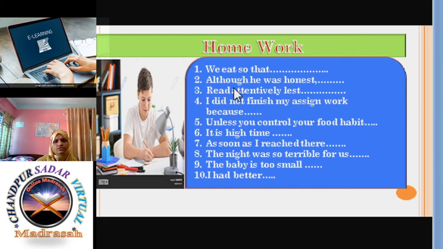Although he was honest, I have already talked about although. Read attentively, the list we have already learned. I didn't finish my assigned work because, we have already learned because, since, as. Unless you control your food habit, we have already learned unless. It is high time, also learned. As soon as, also learned. The night was so terrible for us, this is also learned. The baby is too small, learned. I had better.